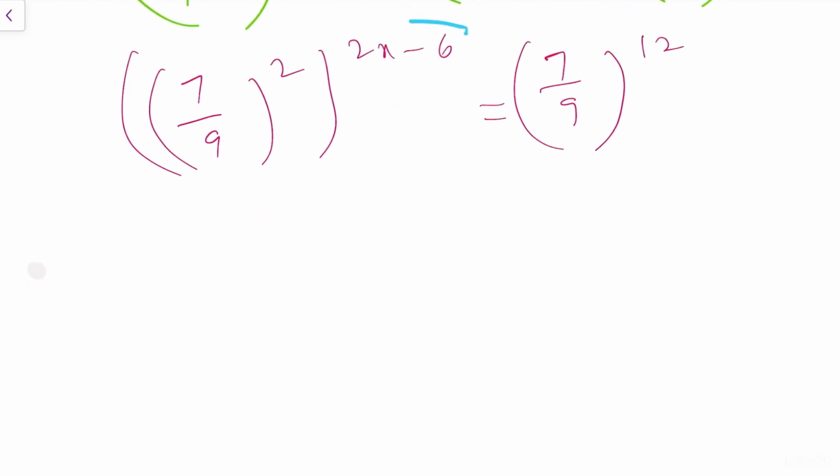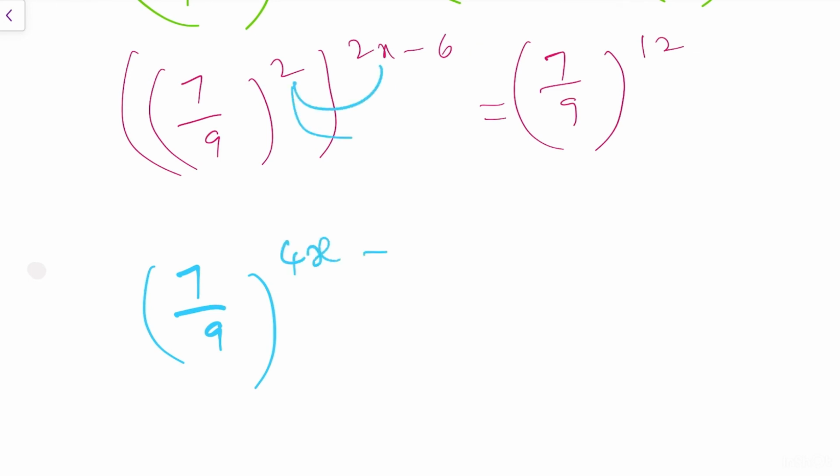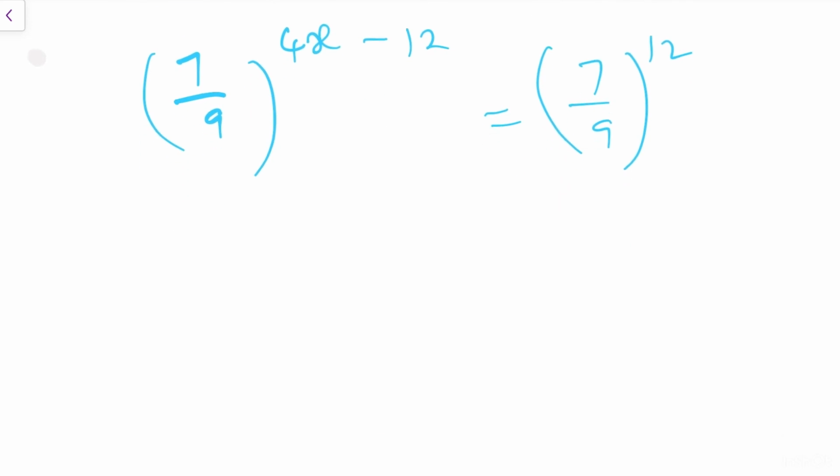Now here, if we have two powers with a bracket, we need to multiply those. 7 by 9 power 2 into 2x, 4x, minus 2 into 6, 12. That is equals to 7 by 9 whole power 12. Now if we observe the left side and right side, here the base is 7 by 9, here also the base is 7 by 9. Then if the bases are equal, then powers are also equal.